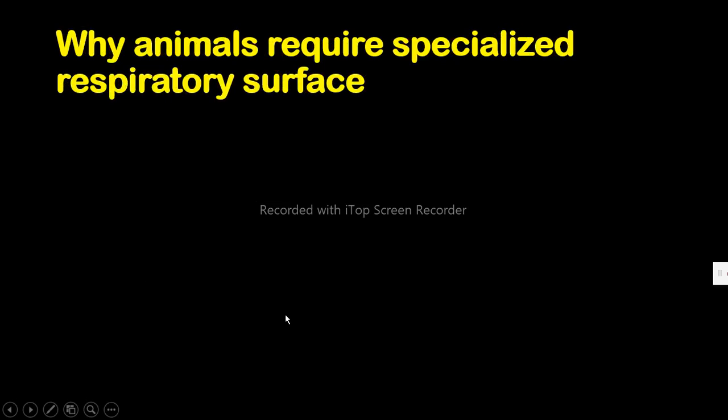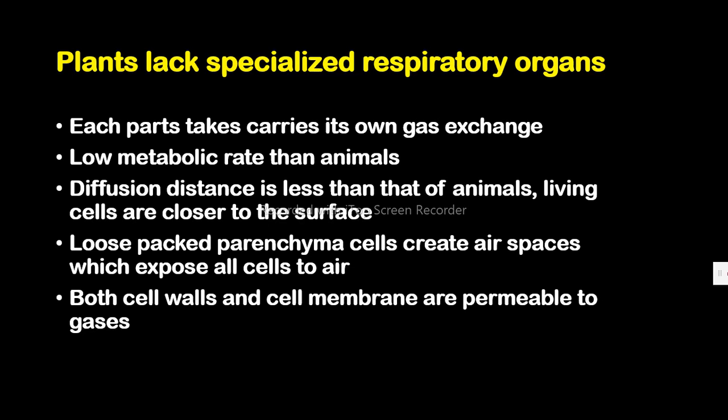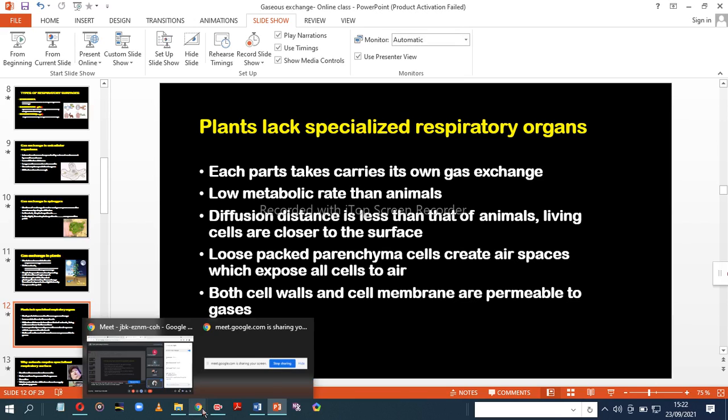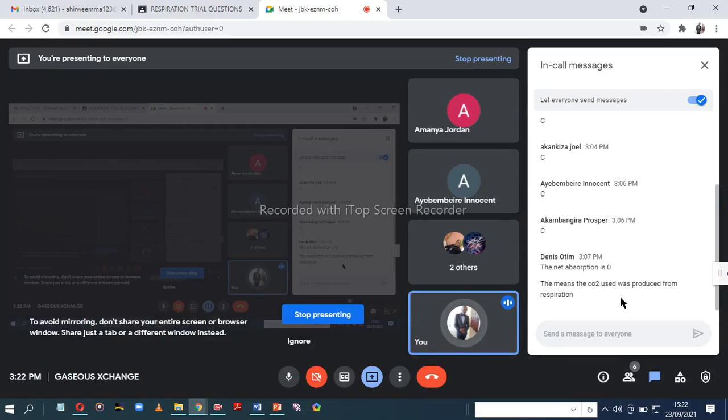Now, why animals? You can write an essay. Can you write something at least? So why should animals have it? By the way, these two questions, why plants lack and why animals have, be careful with these questions. Let me first take away before you cheat. So write some. Why should animals have that specialized gas exchange?